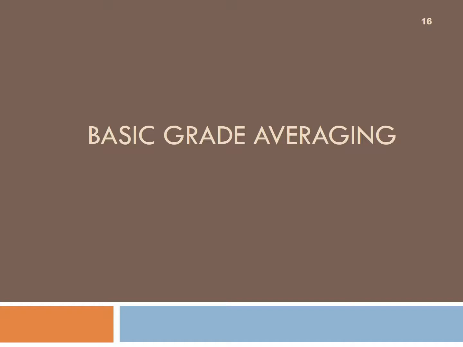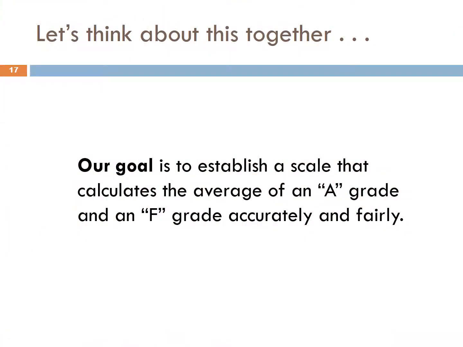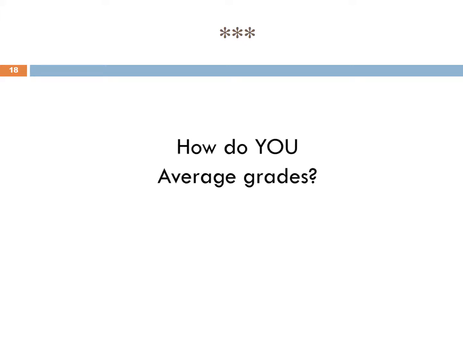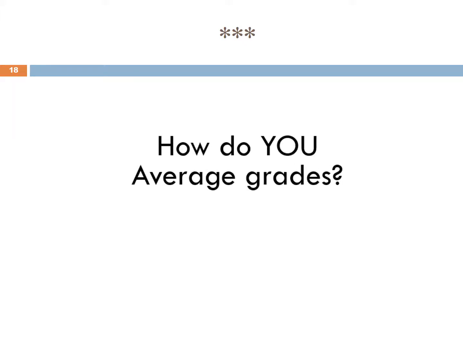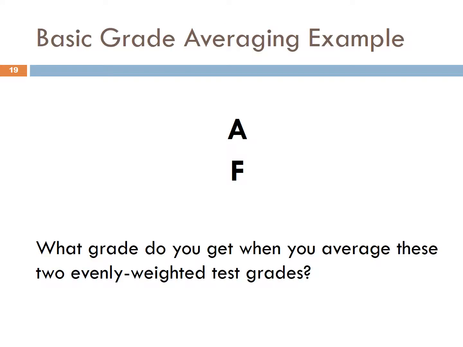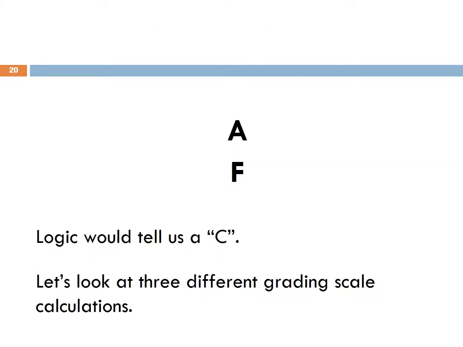Basic grade averaging. Let's think about this together. Our goal is to establish a scale that calculates the average of an A grade and an F grade accurately and fairly. How do you average grades? The basic grade averaging example is just 2 grades. What grade do you get when you average these 2 evenly weighted test grades, an A and an F? Logic would tell us a C.